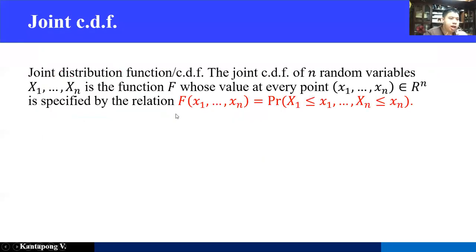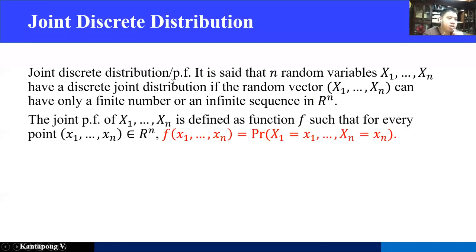So what is the joint CDF? The joint CDF of n random variables is the function F such that, because it is an n variable case, the argument will be x1 to xn. And what does it mean? It means big X1 less than or equal to x1, until big Xn less than or equal to xn. This is very similar to the two variable case, right? So what is the joint discrete distribution? It's the same. The convention is the same, and this one is this probability.